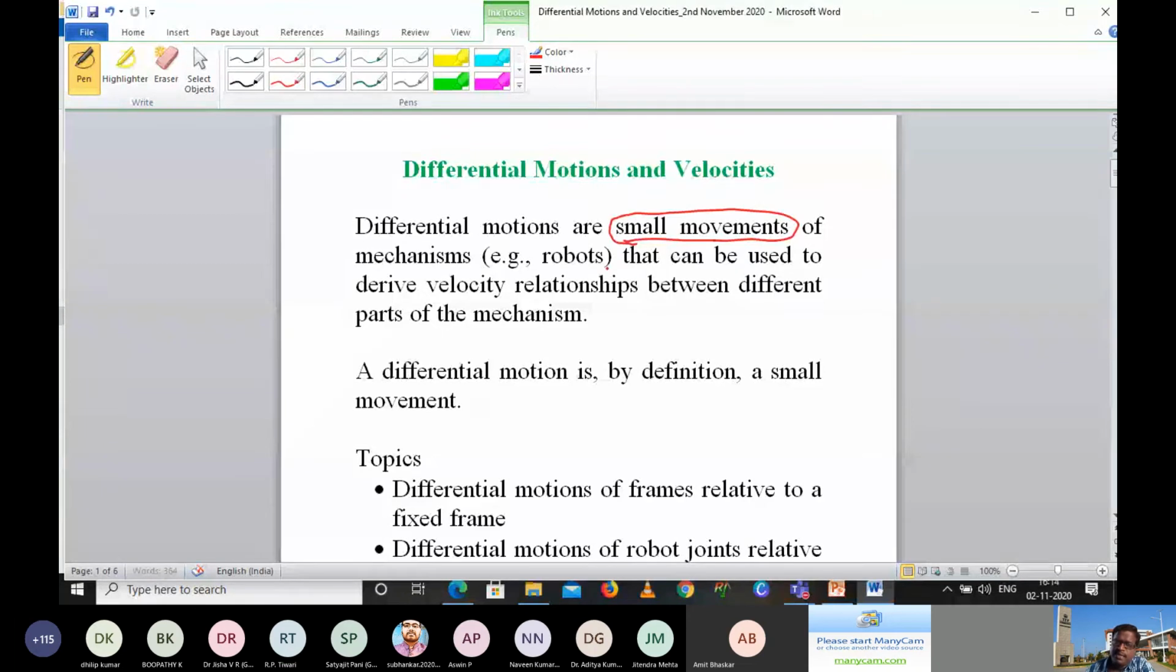This small movement can be used to derive velocity relationships between different parts of the mechanisms. This is differential motions. And by definition, as I told you, differential motion means a small movement.